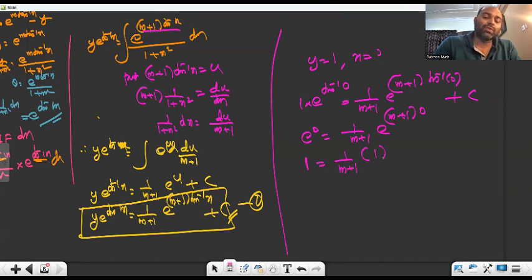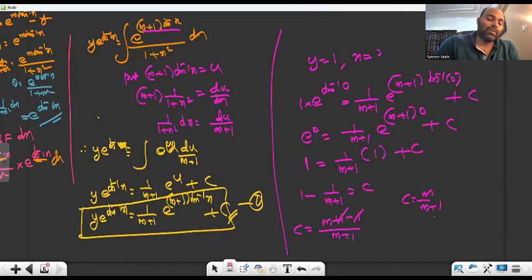Here also e raised to 0 is 1. So 1 minus 1 by (m plus 1) equal to c. C equal to (m plus 1) minus 1, by (m plus 1). 1 and 1 cancel. C equal to m by (m plus 1). From equation 1, you replace C.